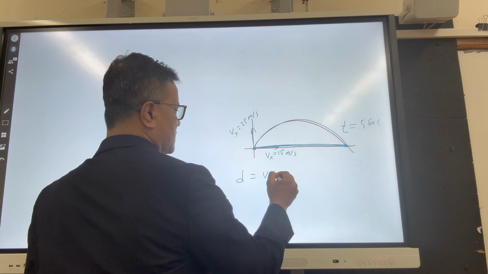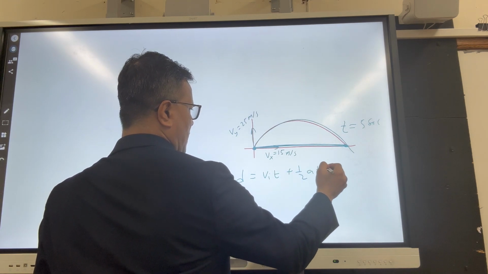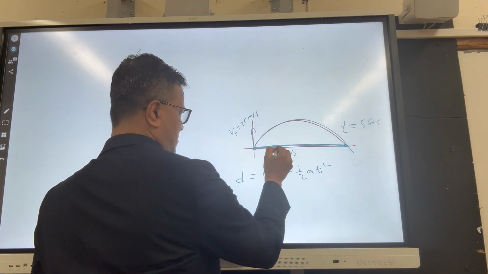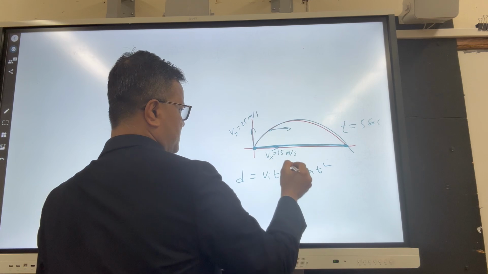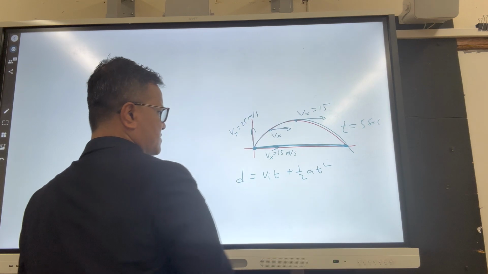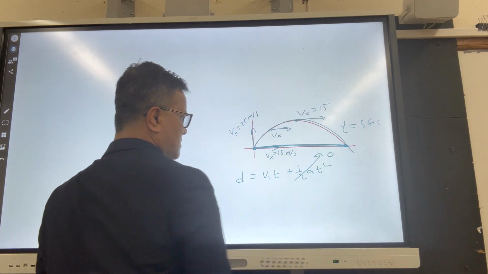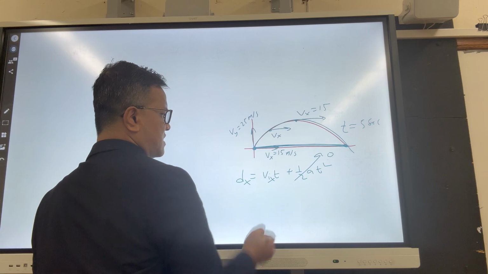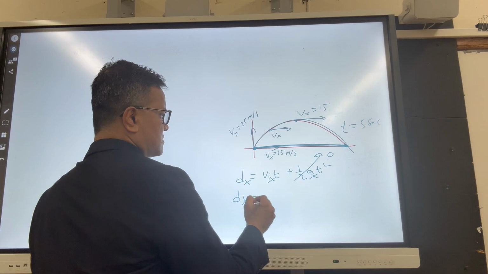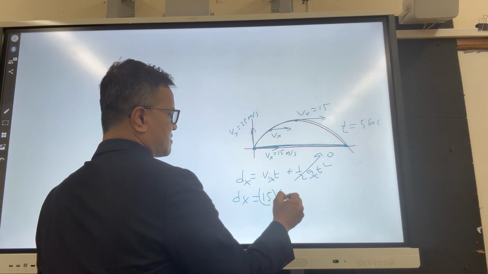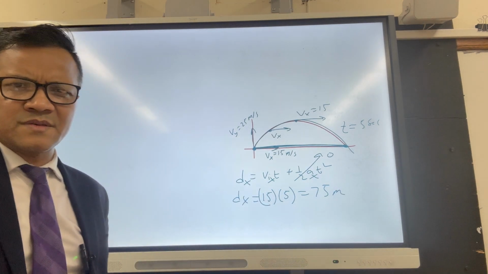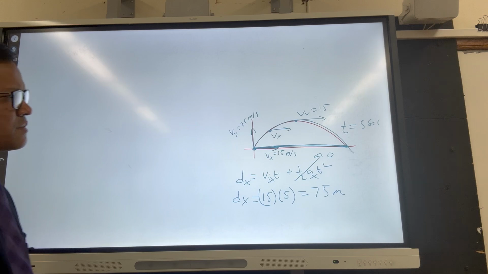This is equal to Vi t plus half a t squared. In the x direction, there is a velocity. Acceleration is 0. Right here this is also 15, Vx never changes because this guy is 0. So what do you find? Vix, 15 times 5, which is 75 meters. And that's all. That is problem number 10.